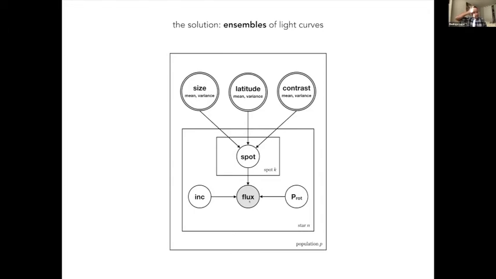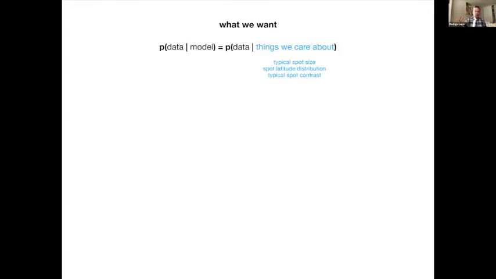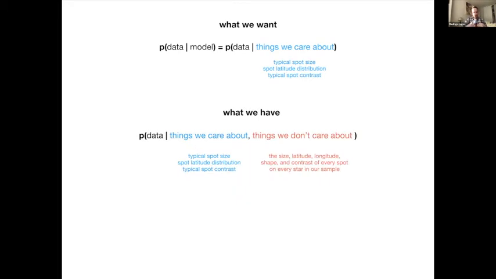The problem is that what we would like to compute is the probability of the data given our model, where our model is some function of parameters we care about, like I said, the size and the latitude and the contrast of spots. This is what we want. Unfortunately, what we have is the probability of our data given the things we care about and a bunch of stuff we don't care about. And the stuff we don't care about includes the nitty-gritty details of where every spot is on every one of your 1,000 stars, how big it is, where it is in longitude, what its contrast is, what its shape is. And so, this is intrinsic to any kind of probabilistic inference we do in astronomy.